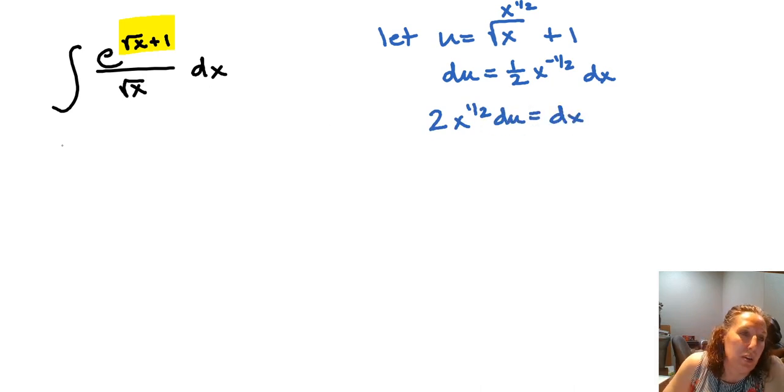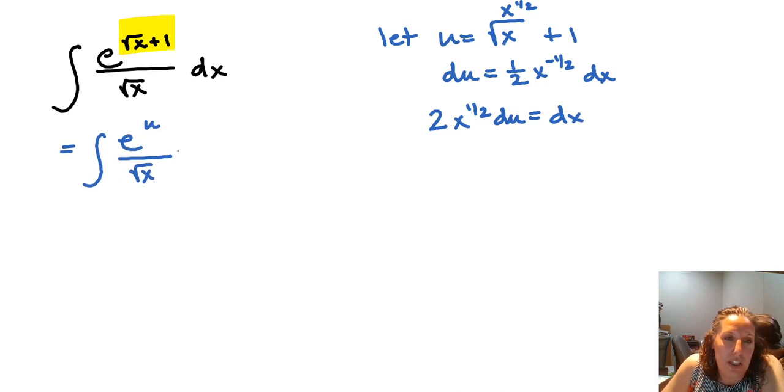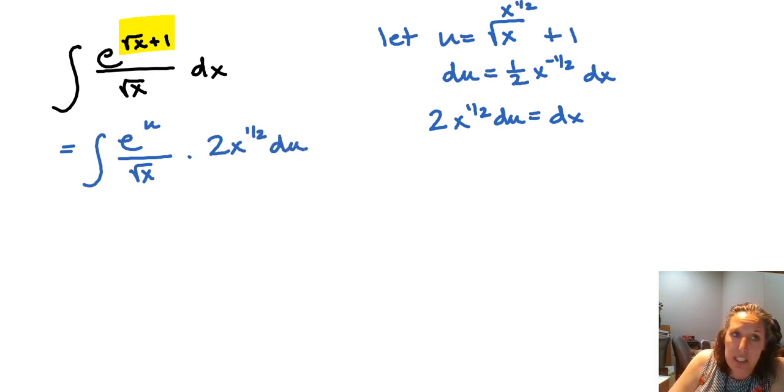to get that dx by itself. And then we can substitute in, and we'll get e to the u in the numerator. We still have the square root of x in the denominator, and then our dx is going to be replaced with 2 times x to the 1/2 du. Now x to the 1/2, remember, is just like the square root of x, so that is a common factor we can divide out. So I'm going to go ahead and divide that out, and we'll be left with 2 times e to the u, integrating that with respect to u.